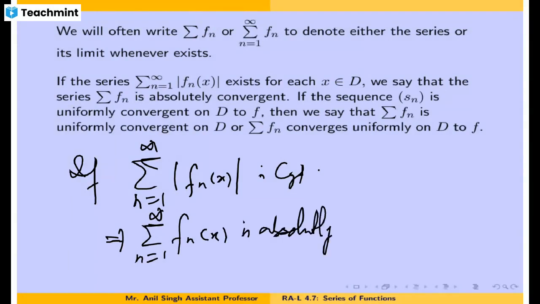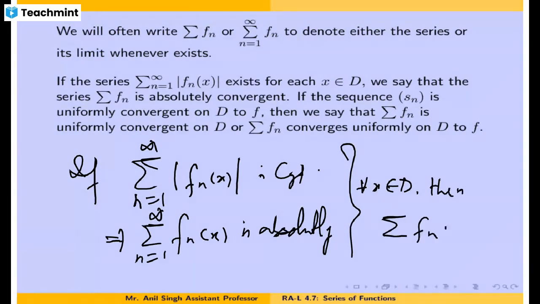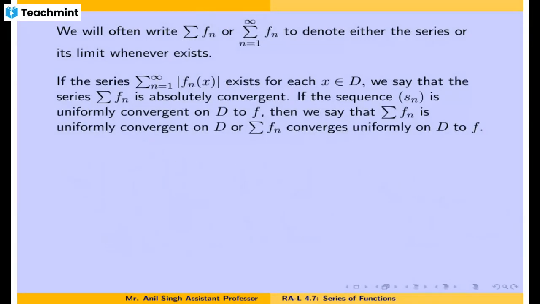And what we are saying more is, if this happens for each x in D, then we say that this series of functions fn is absolutely convergent. So this is the definition of absolute convergence. You have to keep this in mind. Further, if the sequence of partial sums Sn is uniformly convergent on D to F, then we say that the series fn is uniformly convergent. This is what I have already told you.